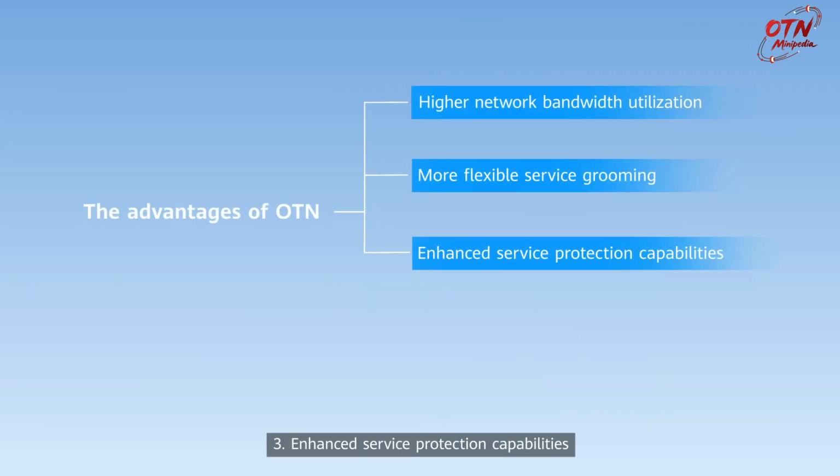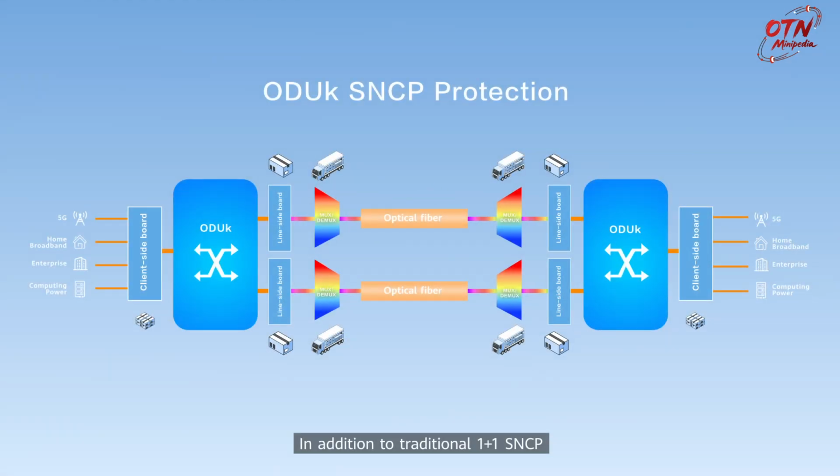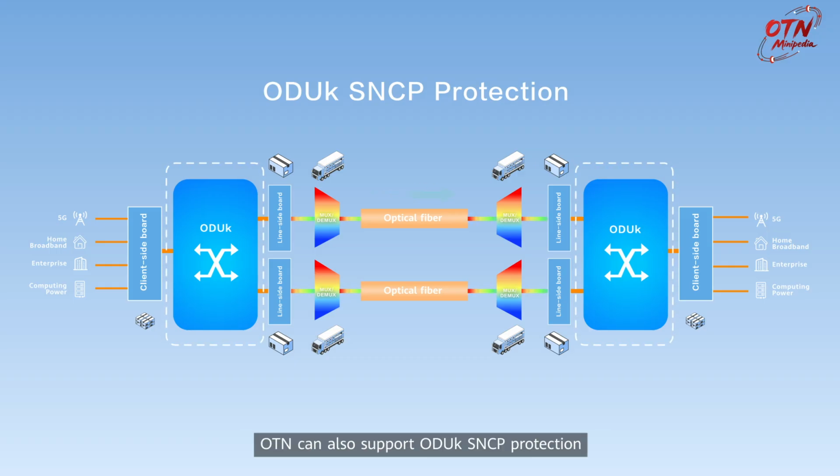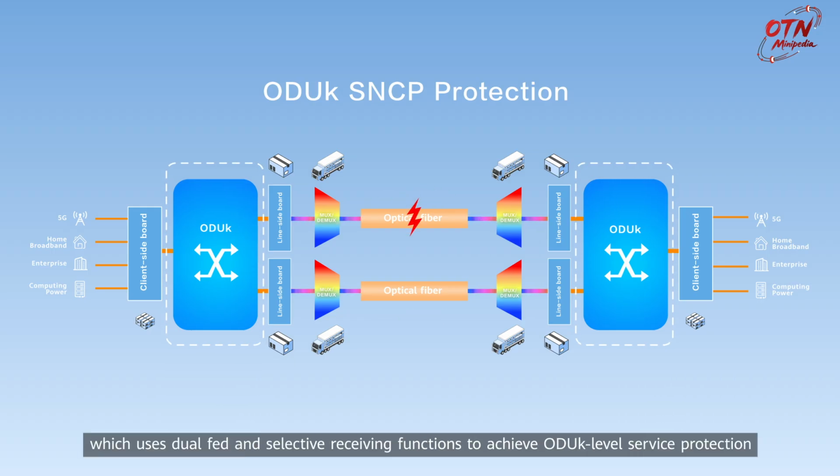3. Enhanced service protection capabilities. In addition to traditional 1+1 SNCP, 1+1 intraboard protection, and 1+1 linear protection, OTN can also support ODUK SNCP protection, which uses dual fed and selective receiving functions to achieve ODUK-level service protection.